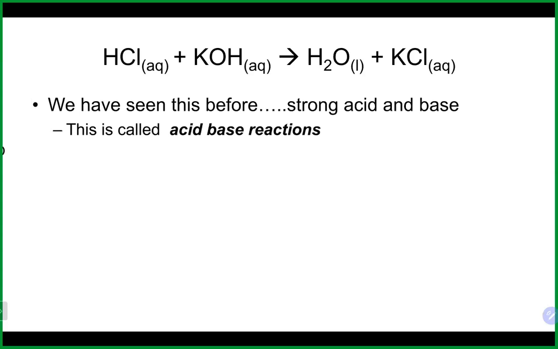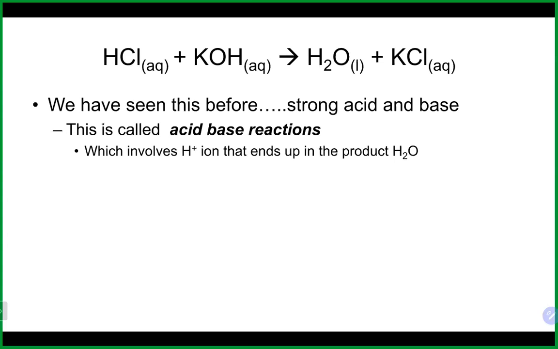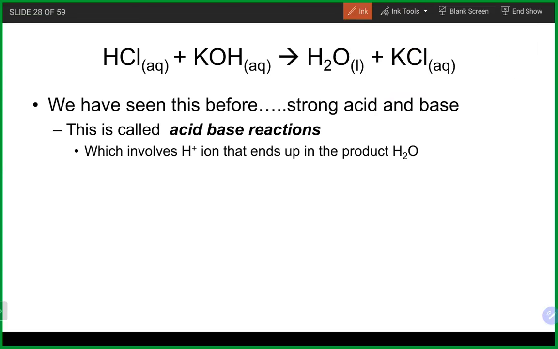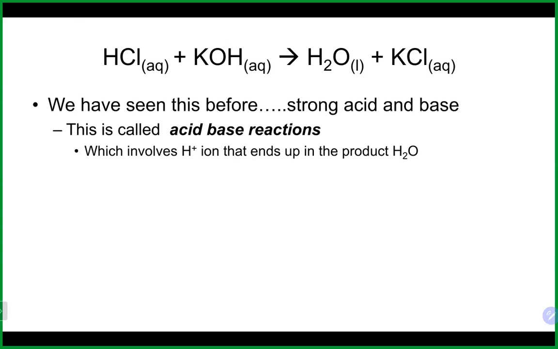This is another type of reaction which also falls under the double displacement reaction. This is what is referred to as an acid-base reaction, or an acid-base neutralization reaction. This is also a double displacement reaction.